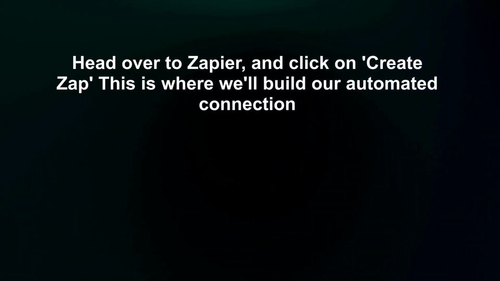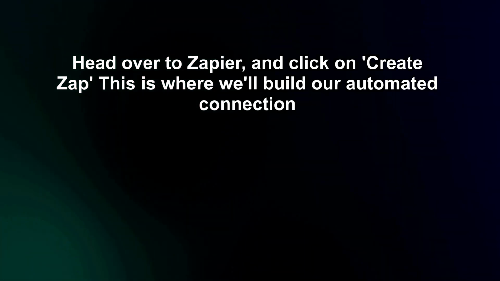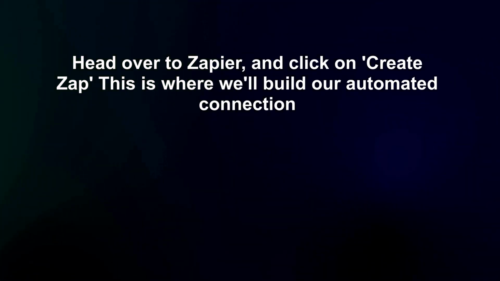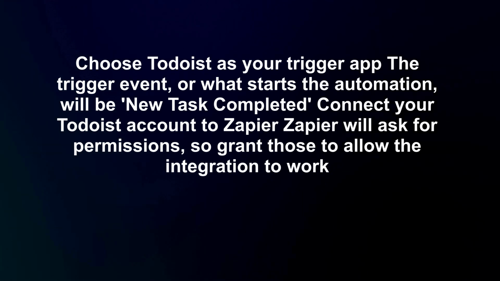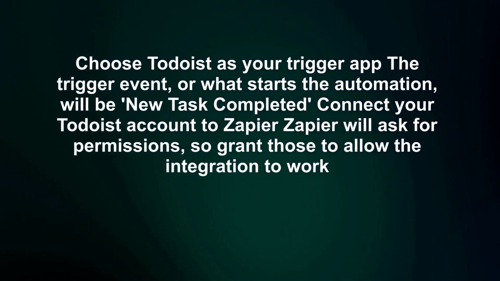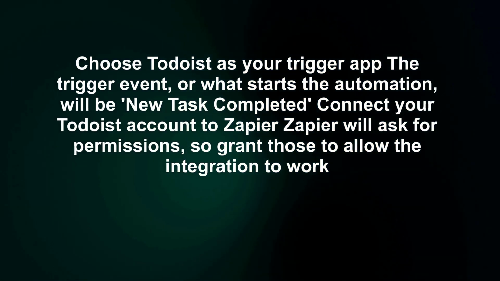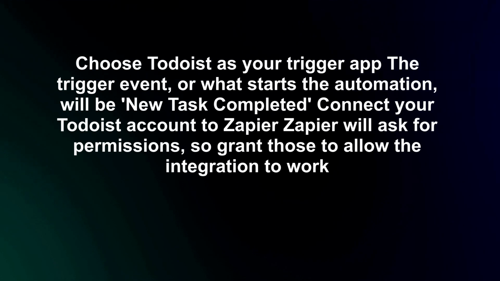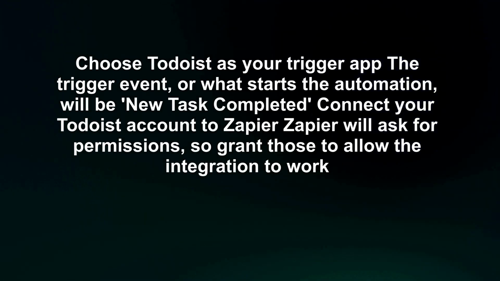Head over to Zapier and click on Create Zap. This is where we'll build our automated connection. Choose Todoist as your trigger app. The trigger event, or what starts the automation, will be new task completed. Connect your Todoist account to Zapier. Zapier will ask for permissions, so grant those to allow the integration to work.